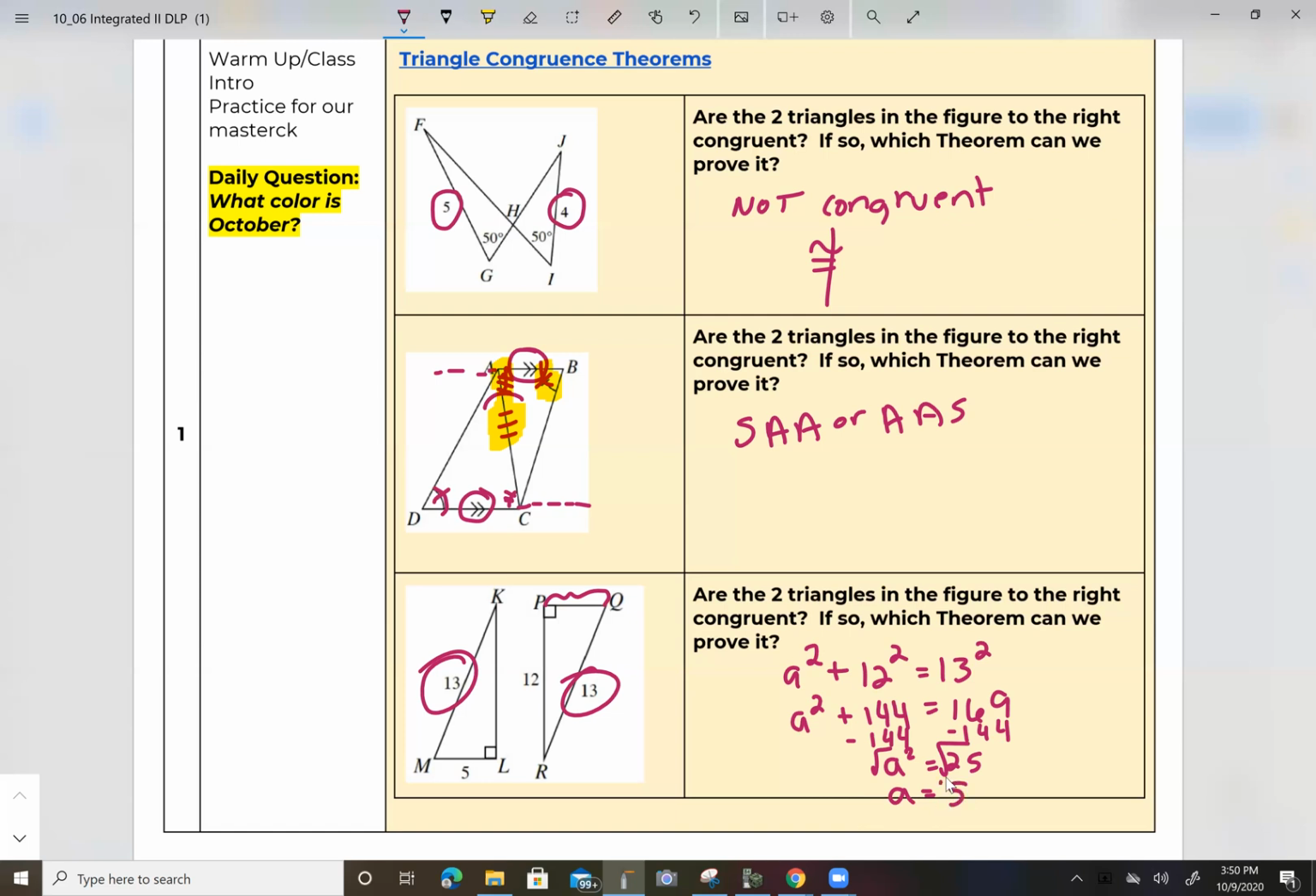Now, when you take the square root of both sides, you're normally going to get positive and negative 5. But when we're dealing with triangles, we only need the positive because we're dealing with length. So that means this side is 5. And since we have 5 and 13 here and 5 and 13 there, we can tell by hypotenuse-leg. Or obviously, if it's 13 and 5 here, this side has to be 12, so that could be side, side, side.